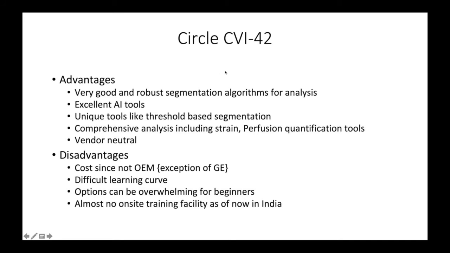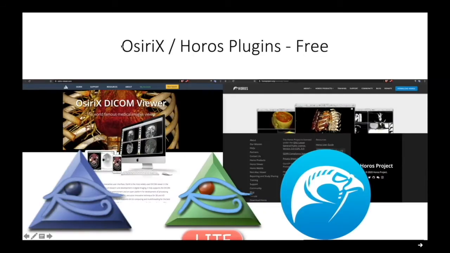So, what are the advantages of a vendor neutral software like Circle CVI? You have a very good and robust industry leading segmentation algorithm for LV and RV analysis by means of excellent AI tools. You have unique tools like threshold based segmentation, which makes your life of drawing endocardial contours very easy. And then it also has comprehensive analysis including strain, perfusion quantification, and it handles data from any of the three major MR manufacturers, being vendor neutral software. Coming to the disadvantage, since it is not supplied by your scanner company, you have to spend a few lakhs to acquire this software.